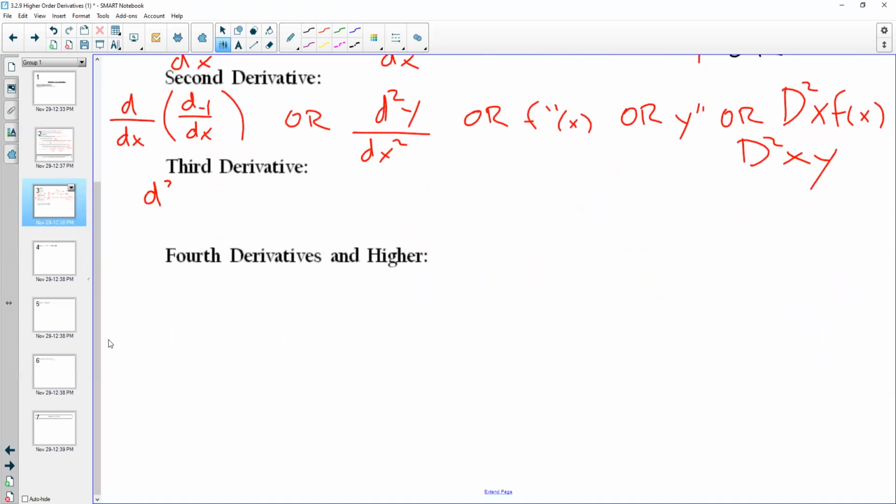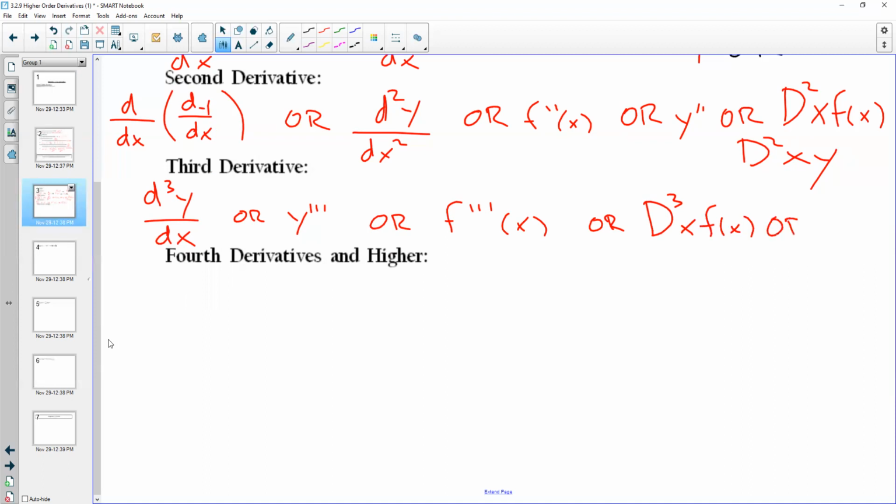So we have d3y with respect to x, or y triple prime, or f triple prime of x, or d3 over dx3 of f of x, or our last one here, d3y over dx3. The only acceptable one of these is the y prime. Yeah, y double prime, I agree. If we can just leave it in this notation here, I'm totally happy with that. Triple prime, y prime, yeah.